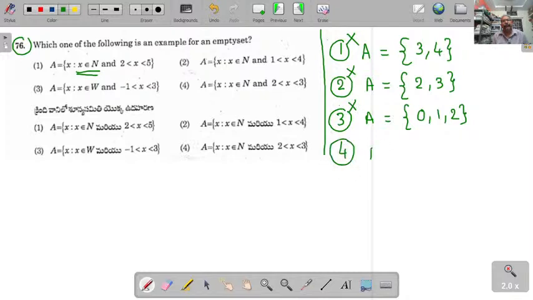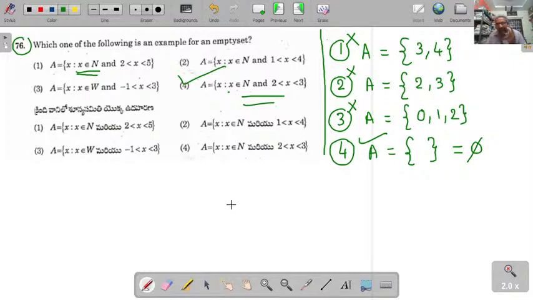Let us go to the fourth one. Let us write the set builder form of this one. X is a natural number between 2 and 3. So there is no natural number. That means phi. So this is our answer. This is an empty set, because no natural number can be inserted between two consecutive natural numbers.